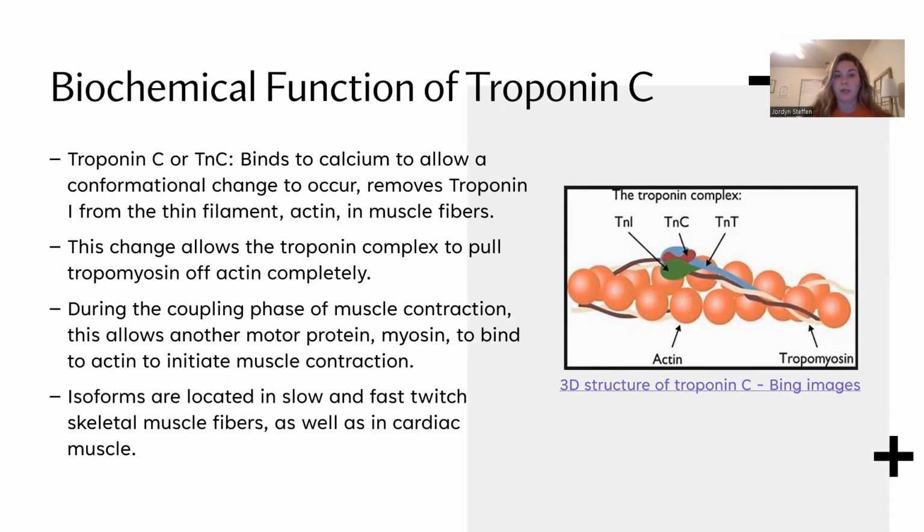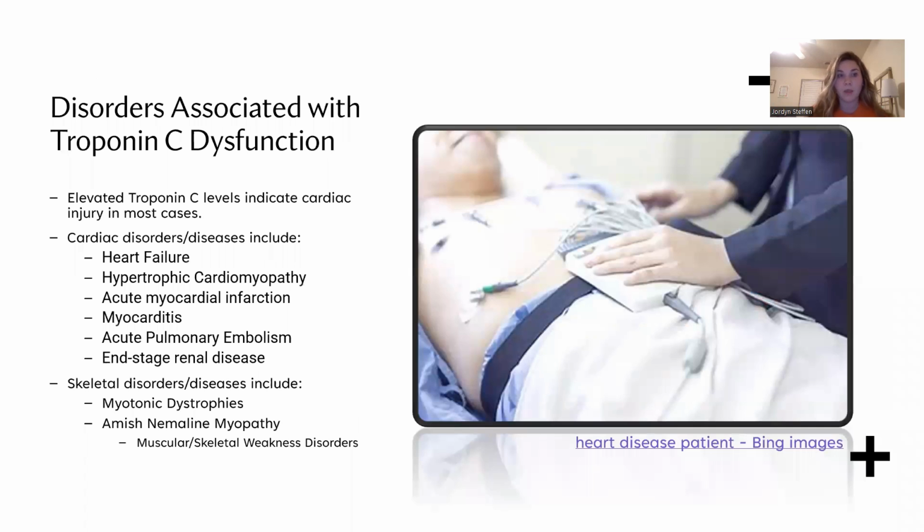So isoproteins are located in blood rich and fast-twitch skeletal muscle fibers, as well as cardiac muscle fibers. So disorders that involve elevated troponin C levels include heart failure, hypertrophic cardiomyopathy, acute myocardial infarction, myocarditis, acute pulmonary embolism, and end stage renal diseases. Skeletal muscle disorders also include myotonic dystrophies and Amish nemaline myopathy. Those are more so associated with the other portions of the troponin complex, like troponin I and troponin T, but if the calcium doesn't bind, there's no contraction that can be initiated. So this is why these disorders occur overall.